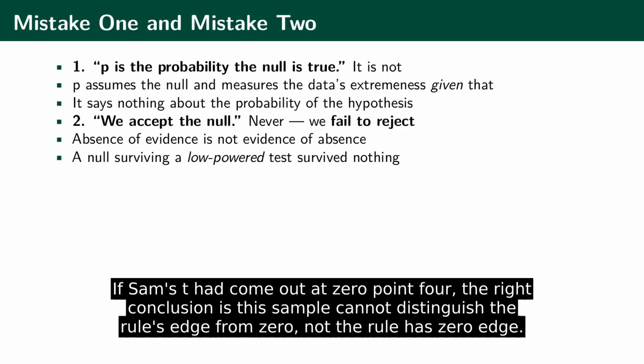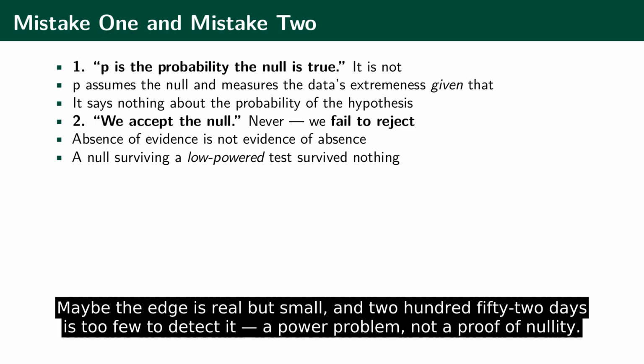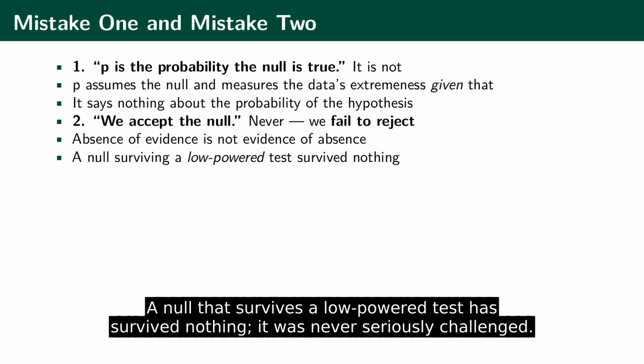If Sam's t had come out at 0.4, the right conclusion is, this sample cannot distinguish the rule's edge from 0, not the rule has 0 edge. Maybe the edge is real but small, and 252 days is too few to detect it. A power problem, not a proof of nullity. A null that survives a low-power test has survived nothing. It was never seriously challenged.